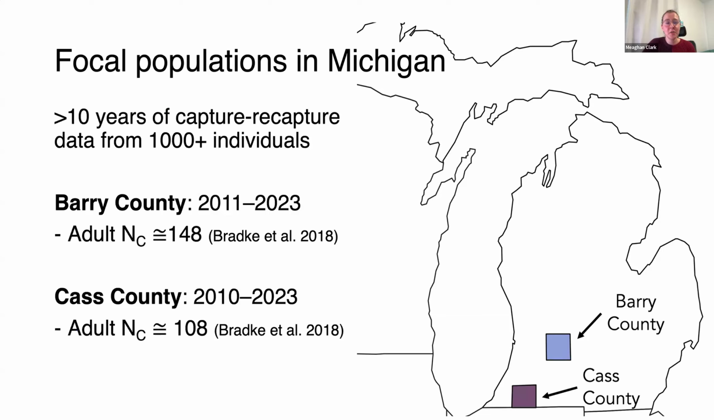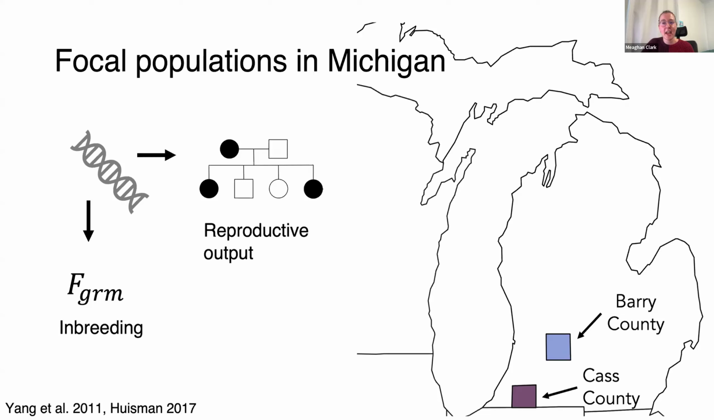And luckily for me, at each capture event, blood is taken from snakes, so I was able to extract DNA from all individuals and genotype them at approximately 2,000 neutral loci spaced evenly throughout the genome. I used the SNP dataset to calculate FGRM, which is an estimate of individual inbreeding suitable for this low-density SNP dataset. And I also used this genetic data to reconstruct empirical pedigrees for each population to measure reproductive output. I did this by just counting the number of individuals assigned to a genotyped parent.